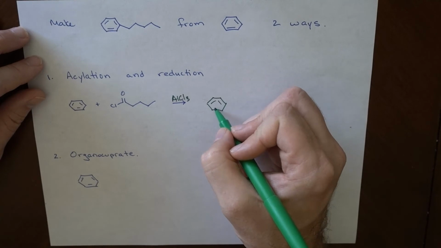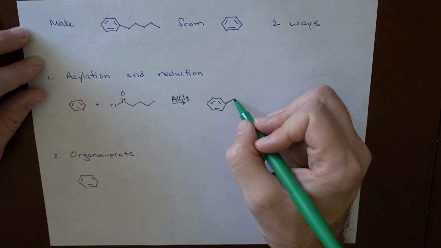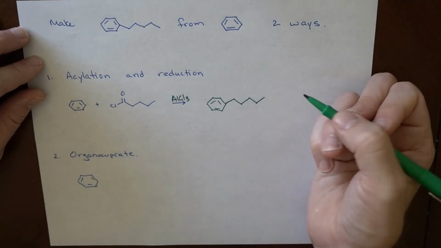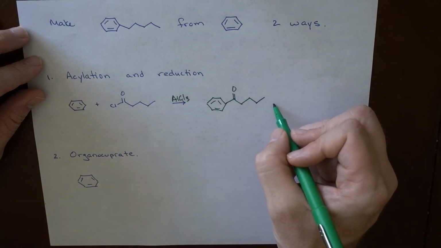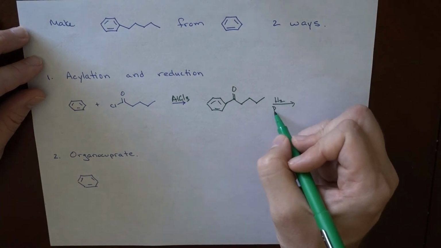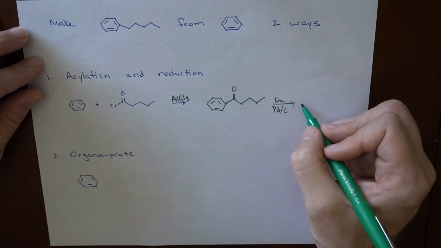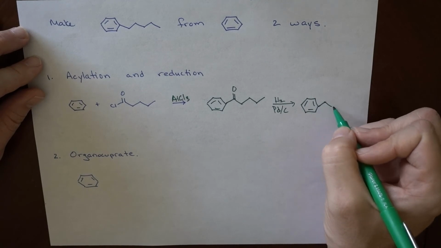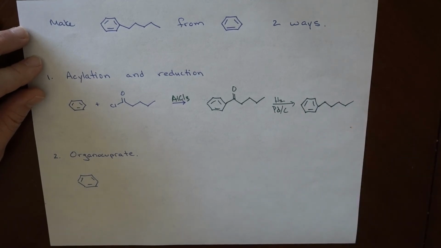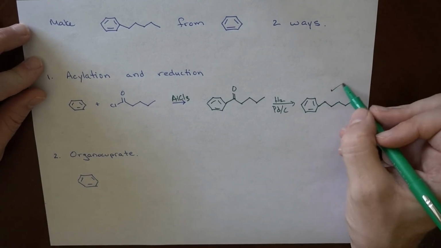And we end up getting this, so 1, 2, 3, 4, 5. And that is what goes on there. And then we're going to reduce that in the presence of hydrogen and palladium catalyst. So 1, 2, 3, 4, 5. And that's the product that we end up making, so that's 1, check.